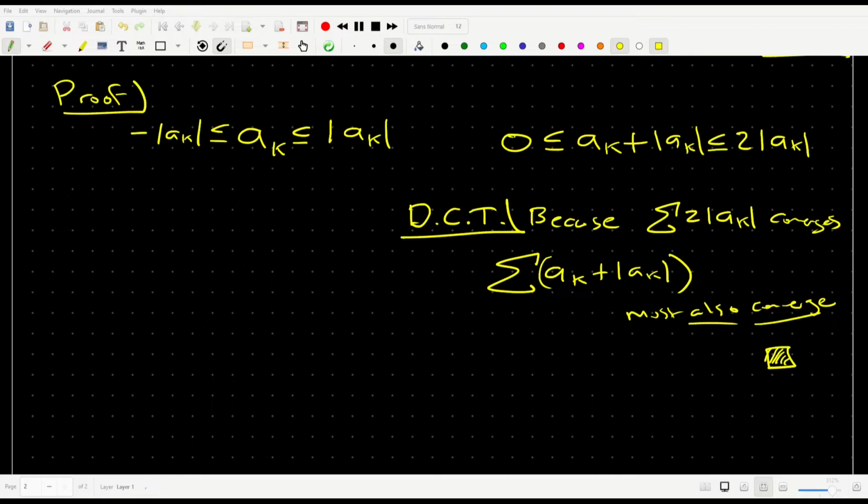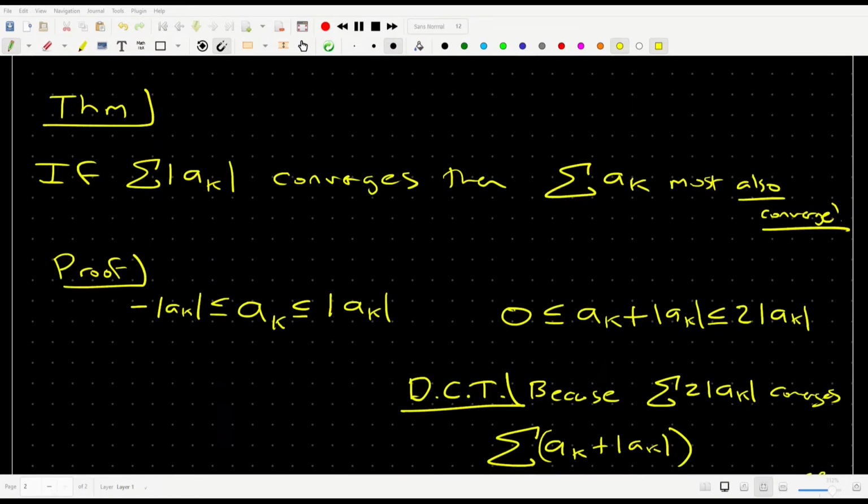But the point is that this is a very, very nice theorem, because essentially what we have is that if we can show that a given series with positive and negative terms in it is absolutely convergent, meaning the sum of all the absolute values converges, then the series must also converge.